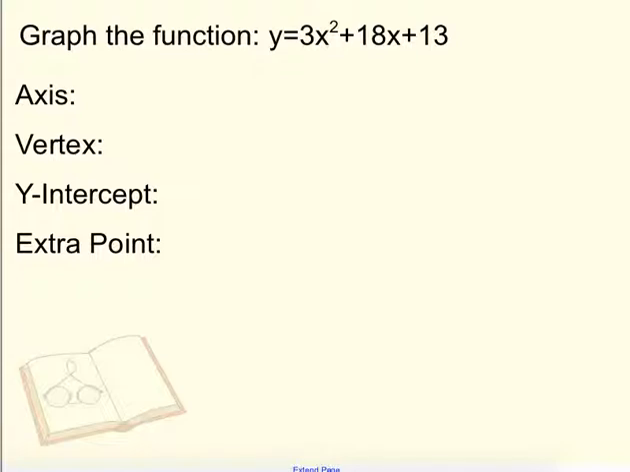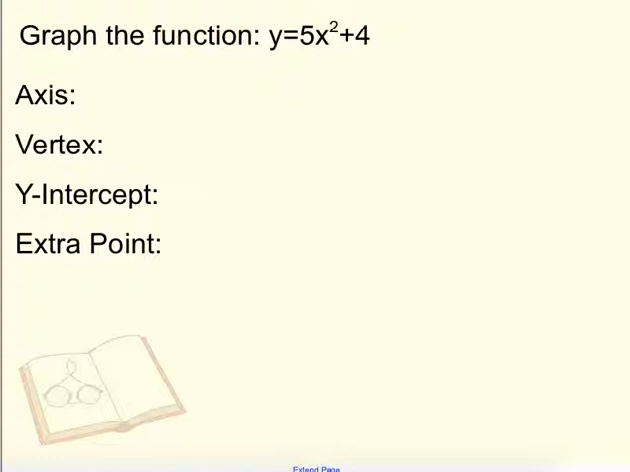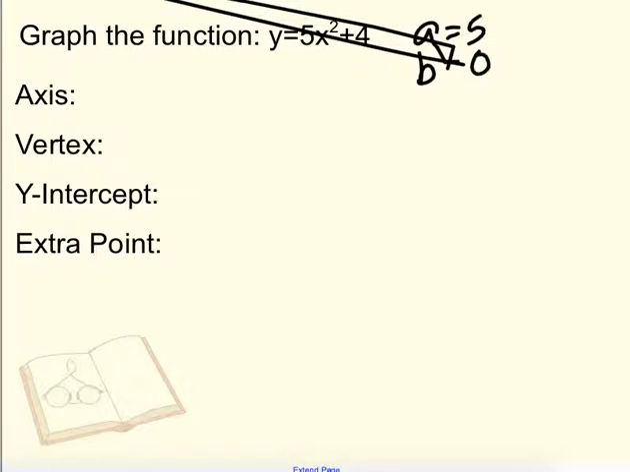I'm just going to show you a couple more here, and you can try some of these on your own. Let's see one that doesn't have a b value. So in this case, we have an a value of 5, b is 0 because we don't have a full x value, and c is 4. Meaning that we can easily find our y-intercept, that is 0, 4.